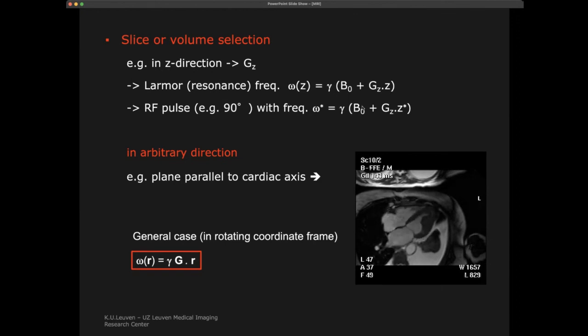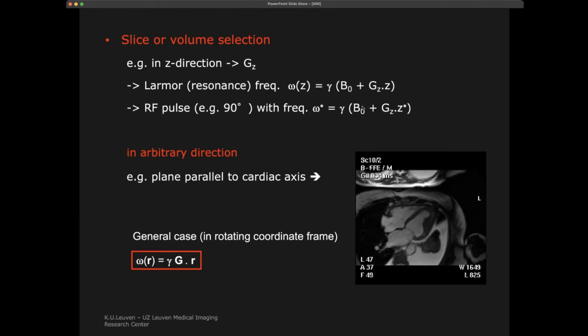So if we put a body in the scanner, with a big magnetic field, we add a gradient, then with the lower frequencies of radio frequency, we select one side of the body. If we increase the frequency of the radio frequency pulse, we can select a slice which is, of course, at a different position.